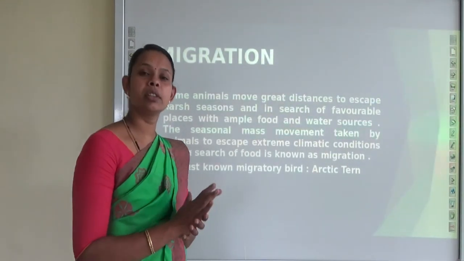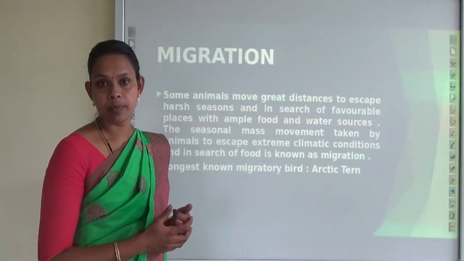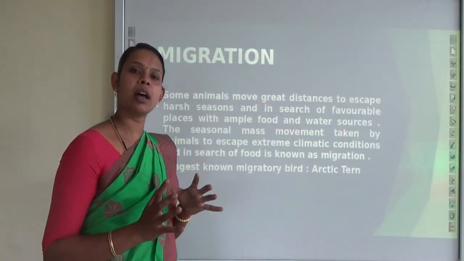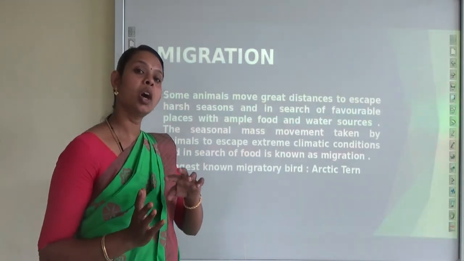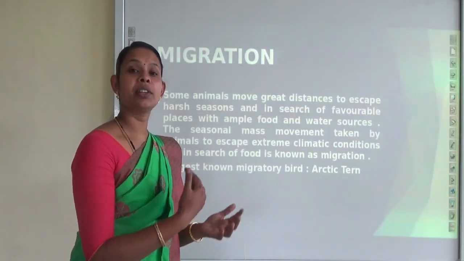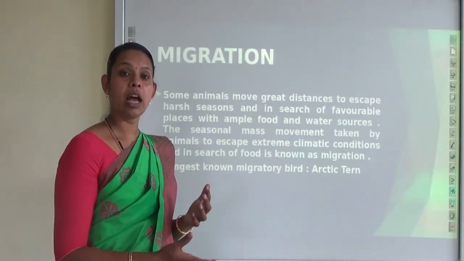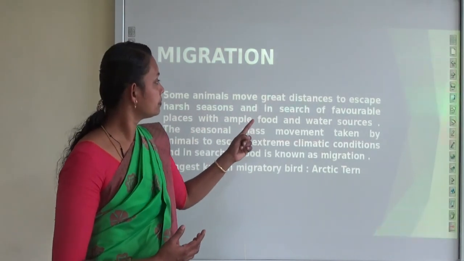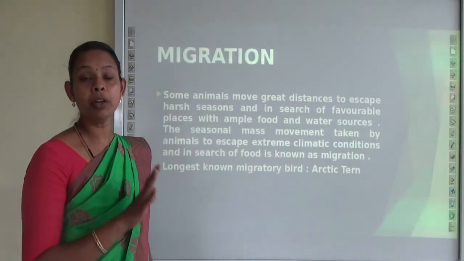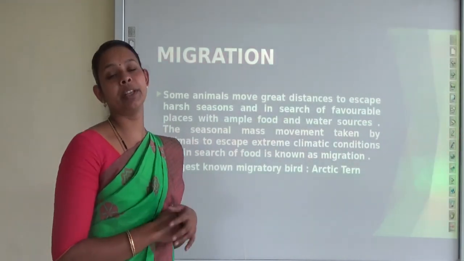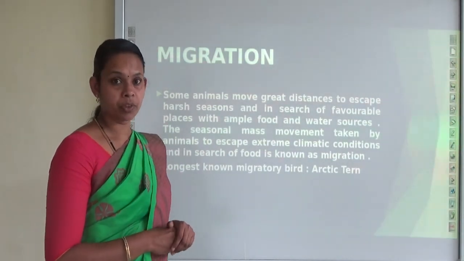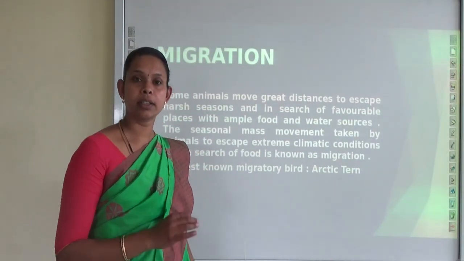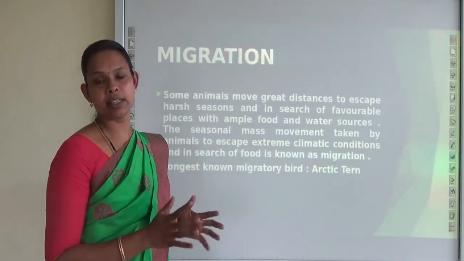So next we will study about migration. What do you mean by migration? Migration means some animals move from one place to another place, to get enough food, ample food, in search of food and favorable places. That mass movement is called migration. And the longest known migratory bird is the Arctic tern, which covers the longest distance.